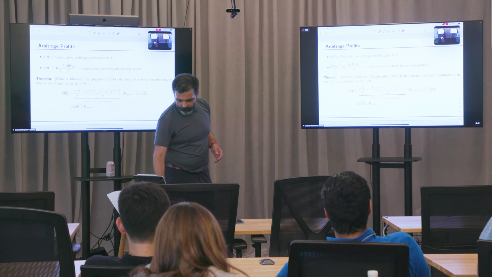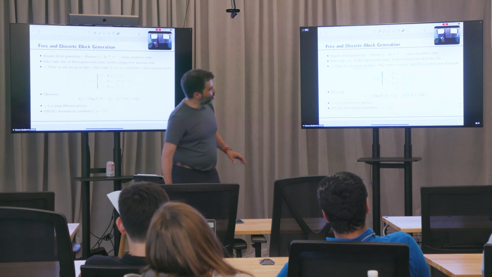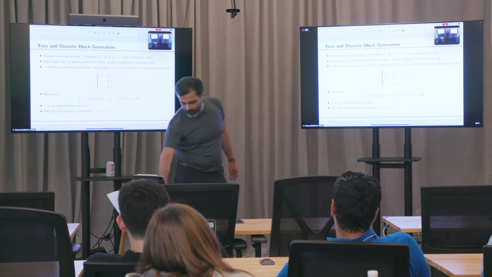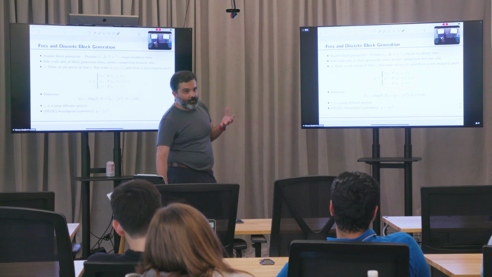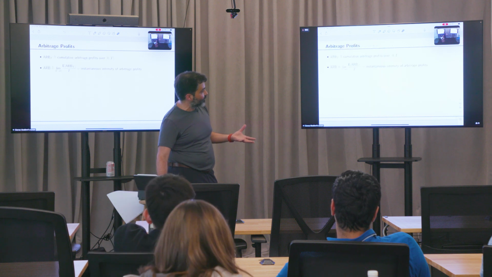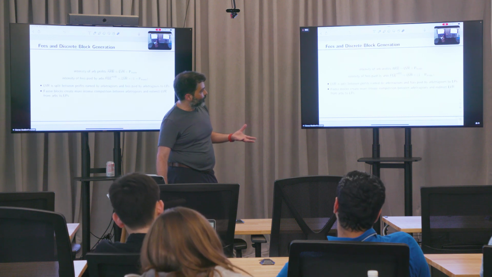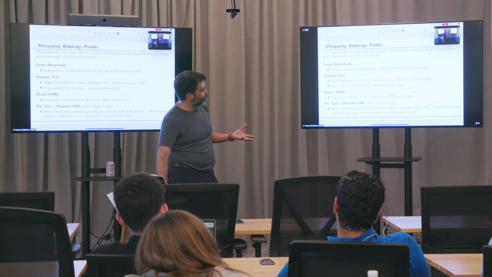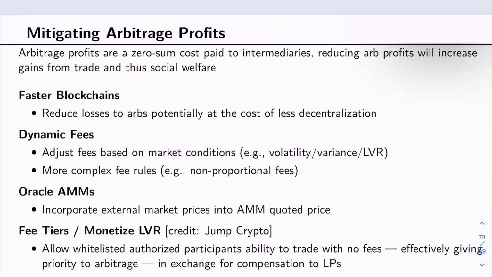What I do want to point out is that we analyzed a specific model, with a certain fee and so on. Our hope is that this technique can be applied to analyze other models and variations of the base AMMs. The goal should be to minimize the arbitrage profits. Arbitrage profits are like a zero-sum cost paid to intermediaries, and so by reducing them, we increase the gains from trade, where more trade is possible on the part of the noise traders, and thus we improve social welfare. So the goal should be to come up with designs that mitigate that.